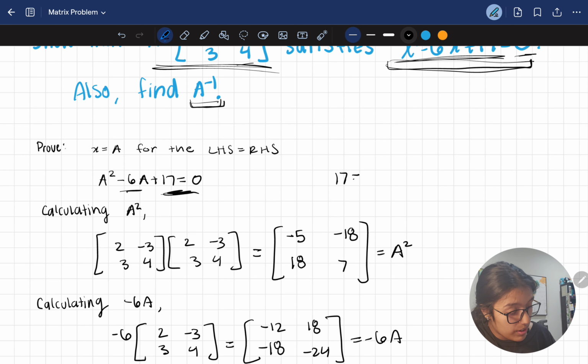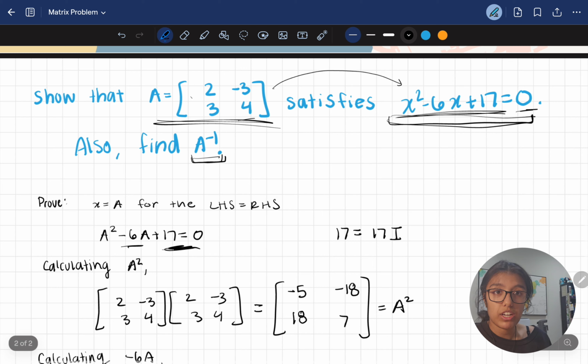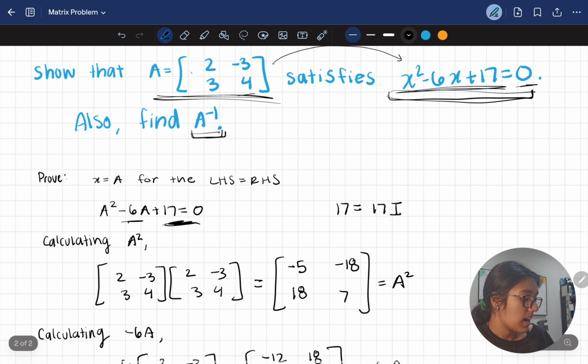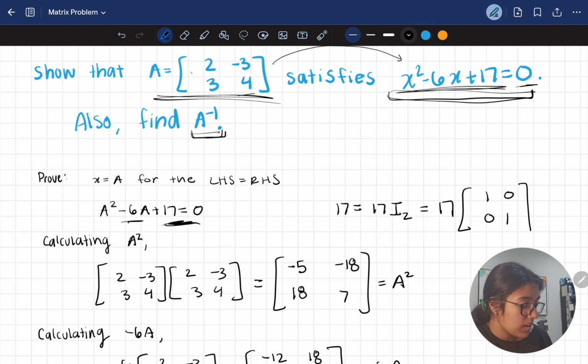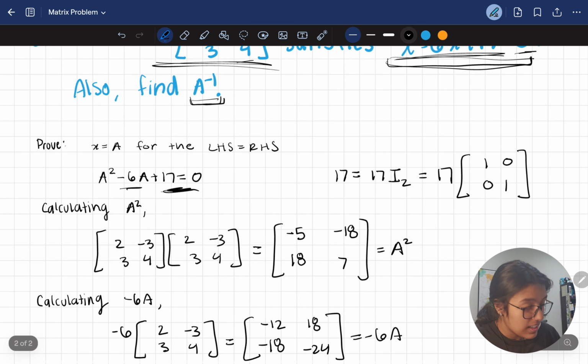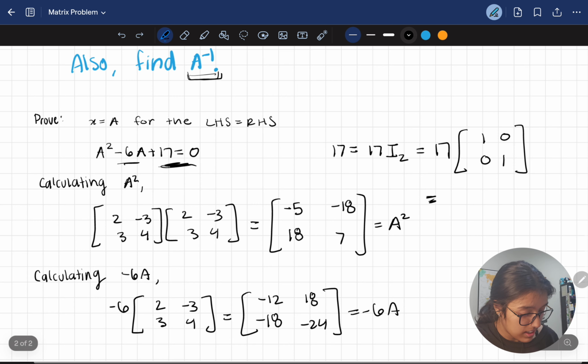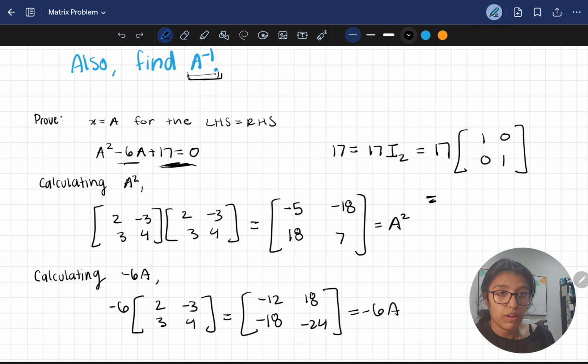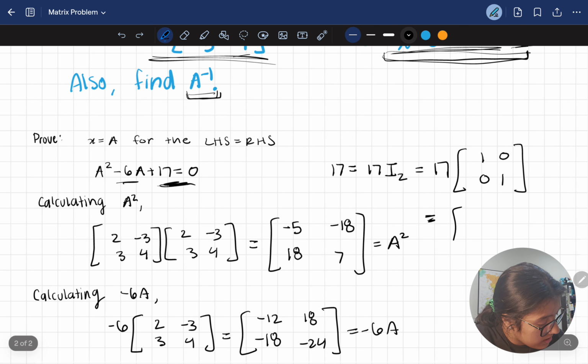17 is also equal to 17I, and in this case we're talking about the square matrix of the second order. So it's going to be I subscript 2, which is equal to 17 times [1, 0, 0, 1]. In this case we can further simplify this, because it's just a constant multiplied by a matrix, just like we did in -6A. That was also a constant multiplied by a matrix. That is [17, 0, 0, 17].